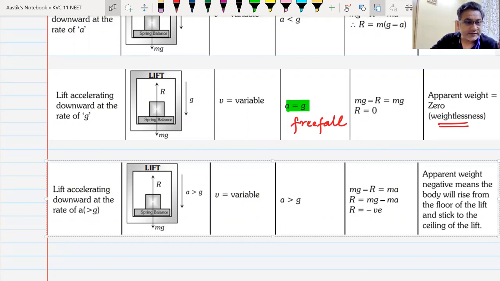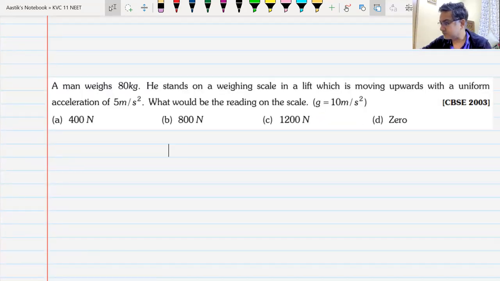Okay, shall we move on to some questions? Yes, sir. So this is the first question that we are supposed to do. A man weighs 80 kgs. He stands on a weighing scale in a lift, which is moving upwards with a uniform acceleration of 5 meter per second square. What would be the reading on the scale?